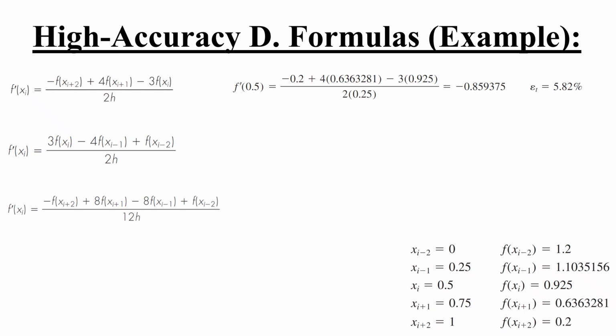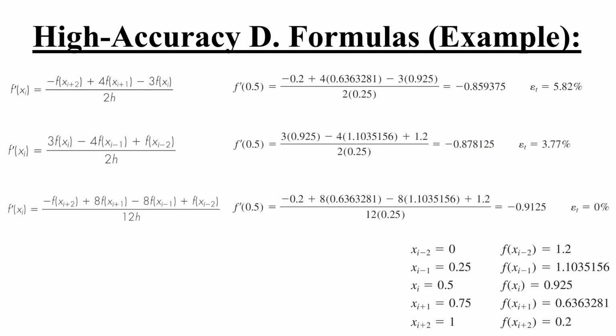So when we do that for the same point, look here, for forward our percentage relative error, true relative error is 5.82%. This is much improvement. Similarly for backward it is 3.77%. So surprisingly, if you look at the central, it is 0%, it is the accurate one.